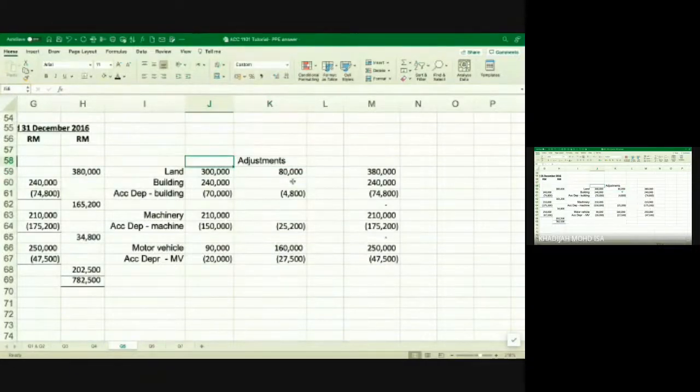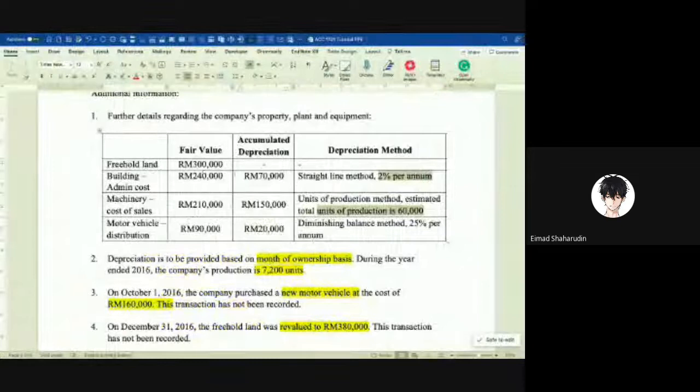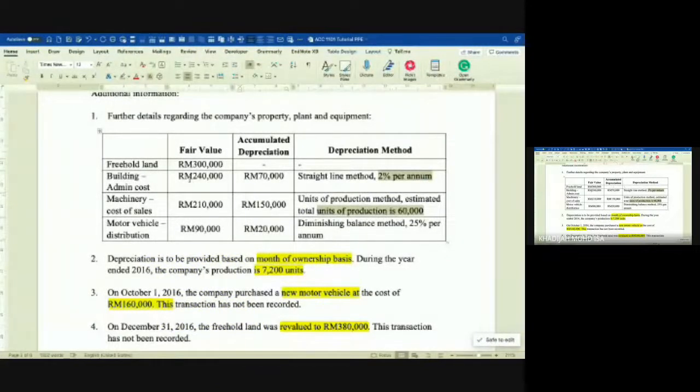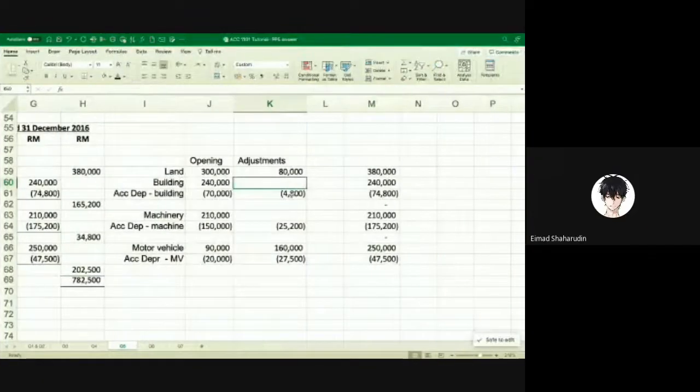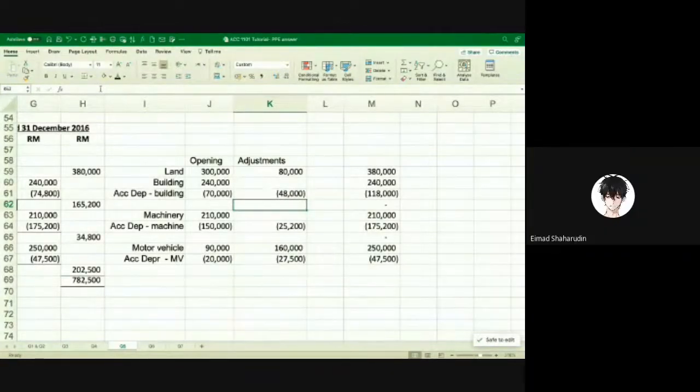Madam, building 48,000. Building 48,000. The initial 48,000, what is that? Depreciation. Madam wrote 4,000 after that. Oh, it's not enough, 01. Right. Is that okay? Yes. Alright.